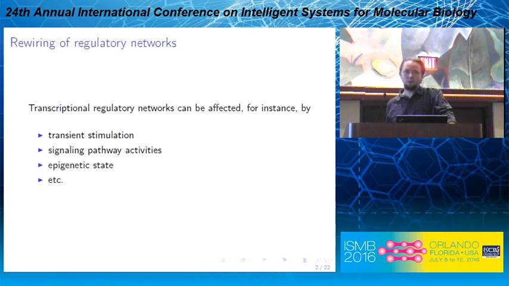So basically, if we observe any biochemical system, it's obvious that there can be many interactions between the molecules or mechanisms that might be affected by latent mechanisms that are not observed. And it might lead to this kind of rewiring of the interactions that we are observing. In the context of transcriptional regulatory networks, these latent effects can be transient stimulation, transiently changing signaling pathway activities, or an epigenetic state which is changing over time.